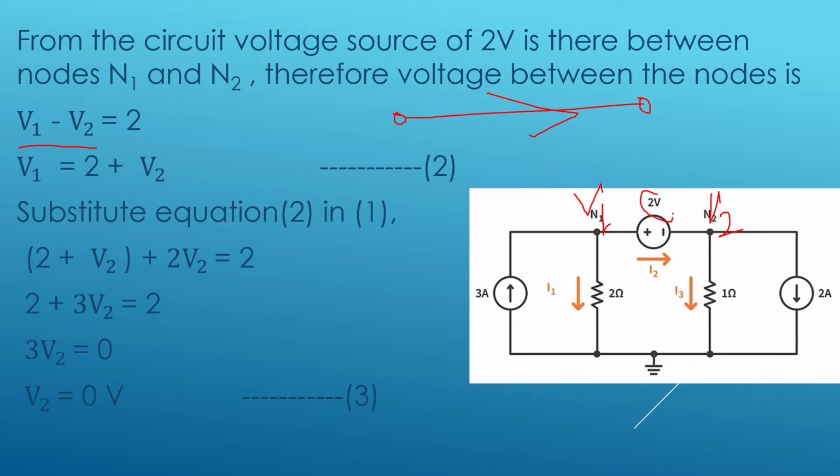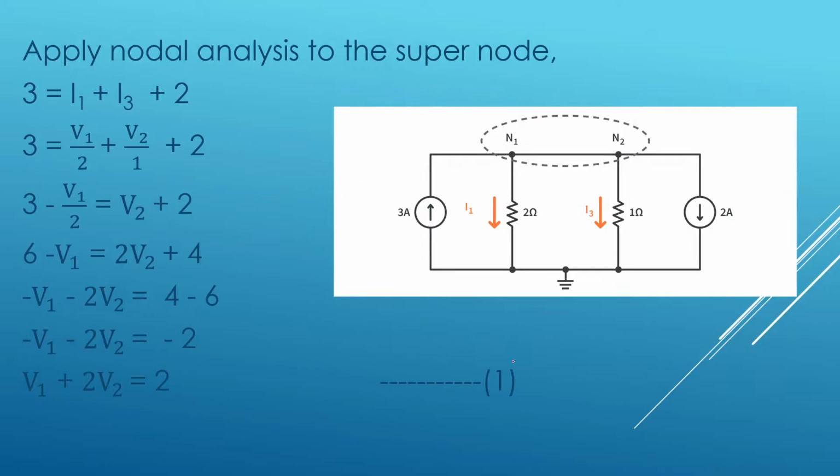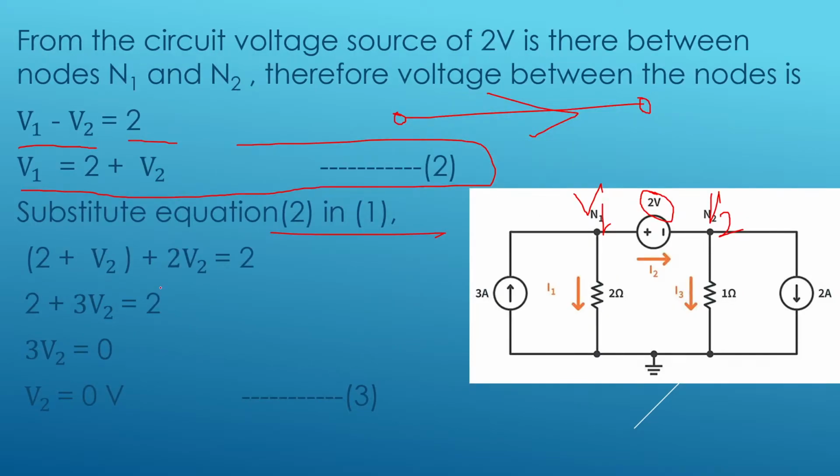What is the voltage drop? There is a voltage source value. What is it? 2. So V1 minus V2 is equal to 2. Just rearrange this. You will get equation number 2. So V1 equals 2 plus V2. Now substitute 2 in 1, in your previous slide, equation 1, and simplify. You will get the V2 value. I have got V2 voltage as 0 volts. That's what you have got.